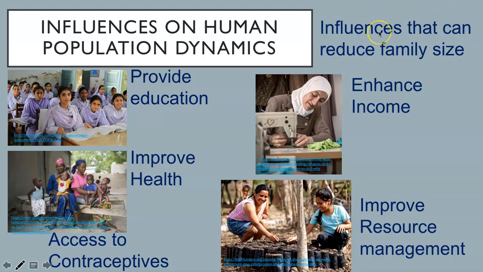Influences that can reduce family size. Provide education in the form of basic literacy to children and adults. Improve health by preventing the spread of diseases through simple measures of hygiene, improving nutrition, and providing medicine and vaccinations. Also, provide contraceptives and family counseling. Enhance income by small-scale projects focusing on the family level.